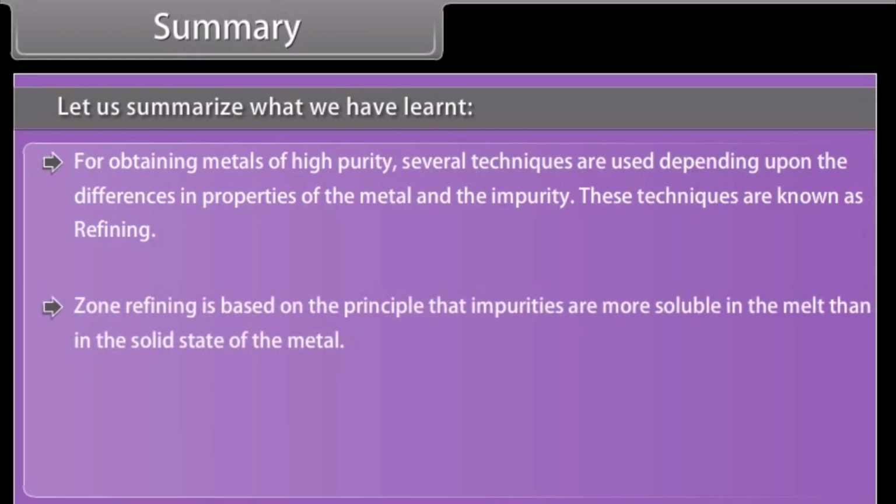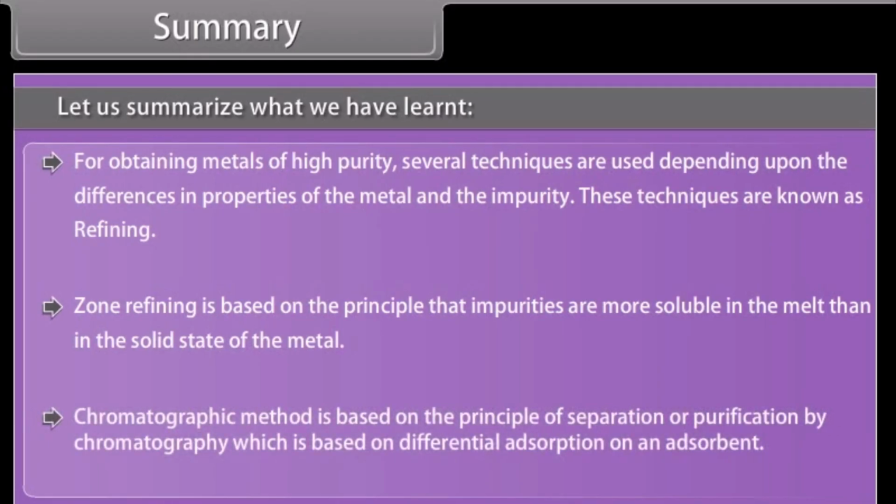Zone refining is based on the principle that impurities are more soluble in the melt than in the solid state of the metal. Chromatographic method is based on the principle of separation or purification by chromatography, which is based on differential absorption on an absorbent.